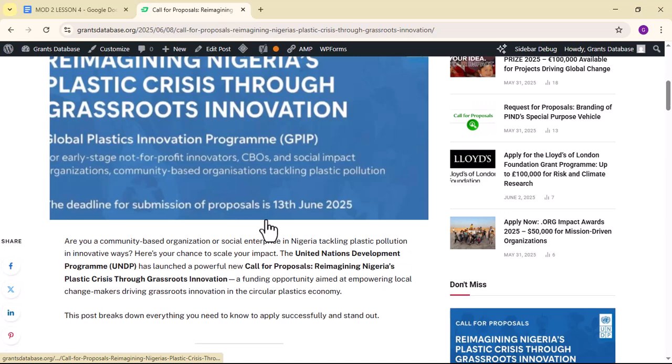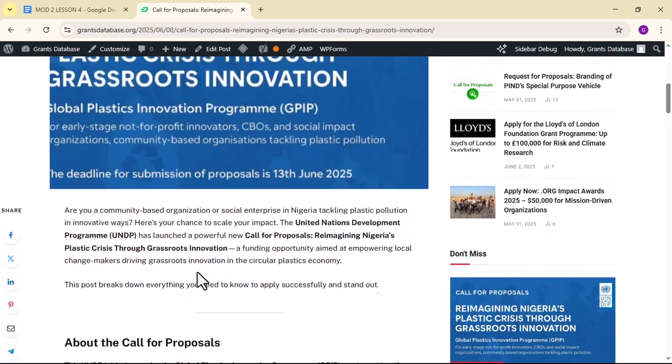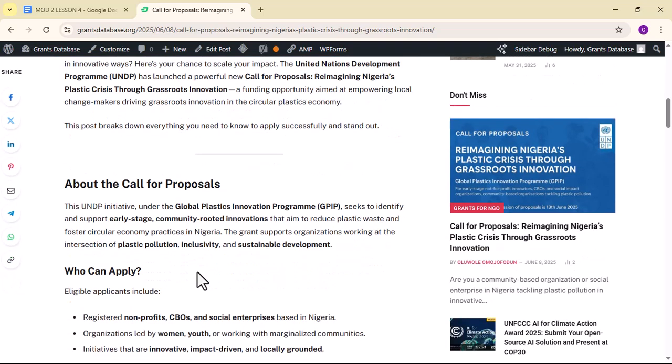But these are just ways that funders bring out a public request for organizations to submit tenders and to submit their projects. Now, this CFP is from the United Nations Development Program (UNDP). This is an international organization, and they are calling for reimagining Nigeria's plastic crisis through grassroots innovation. I made mention of this in the previous lessons, Lesson 2.